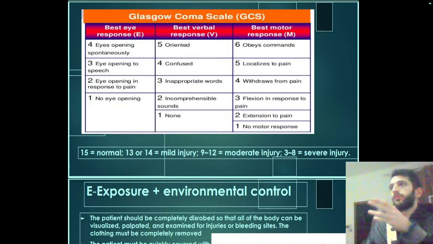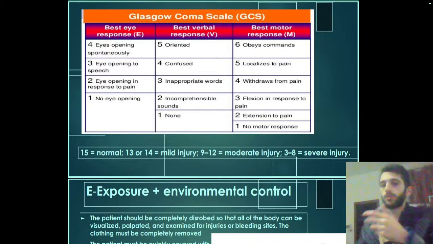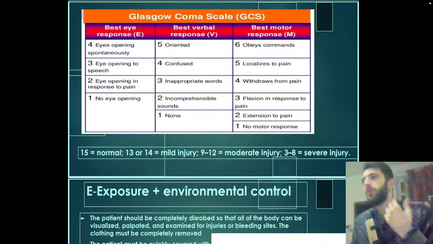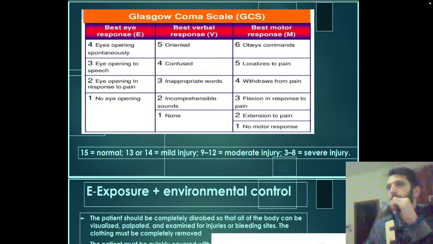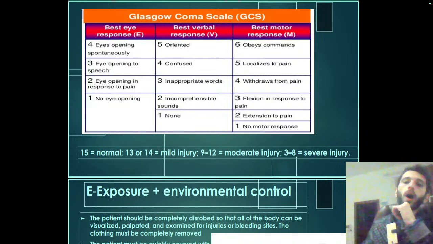First 4, then 5, then 6 points. First eyes, then verbal, then motor response. Starting with the eye, then going to the verbal, then to the motor. When the eye opens spontaneously, that's 4. Eye opens to speech, that's 3. Eye opens in response to pain, that's 2. And when there is no eye movement at all, that's 1.